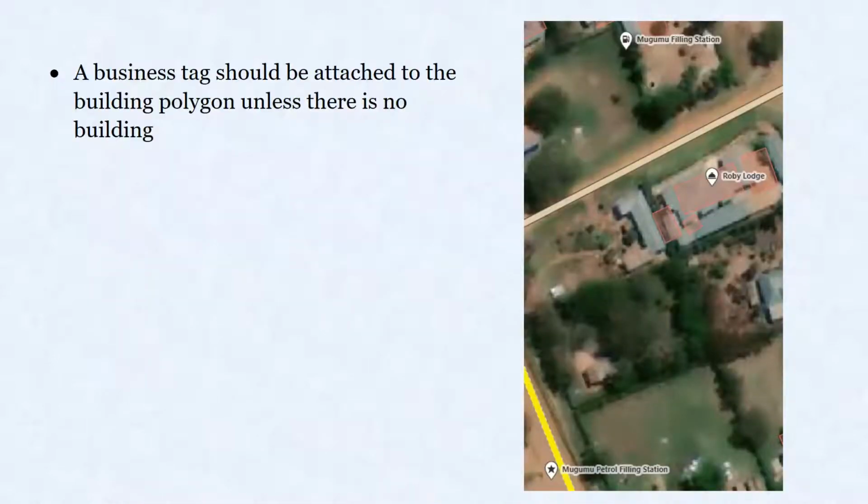And so it's better to use a tag rather than tagging the building. But then we also have issues where here's Mugumu petrol station and Mugumu filling station. So this is where also editing, when you get back to using iD, should take place, because you've been to the place, you know that one of these points needs to be fixed.